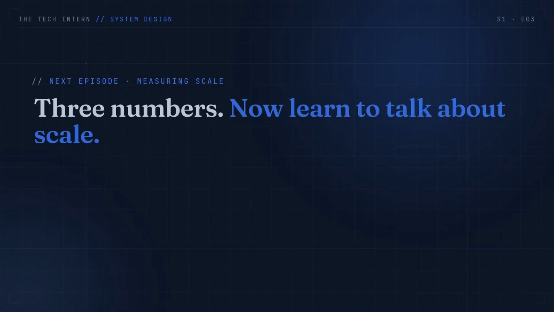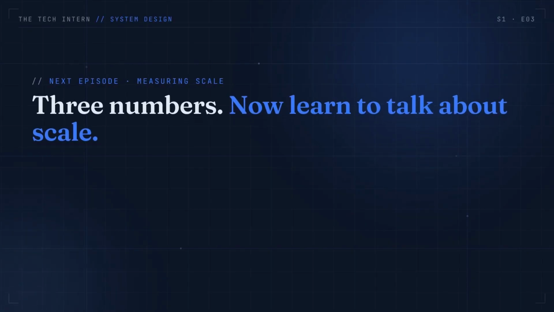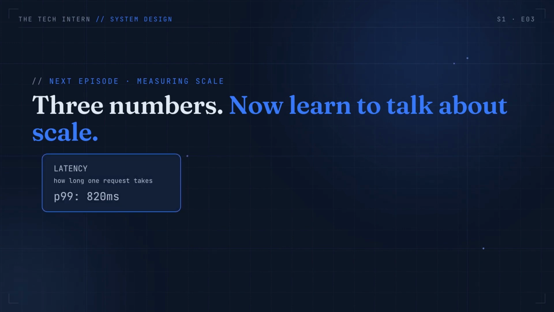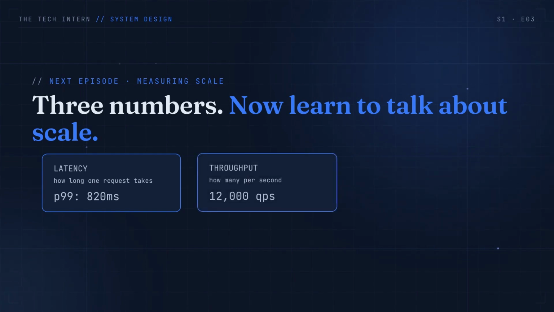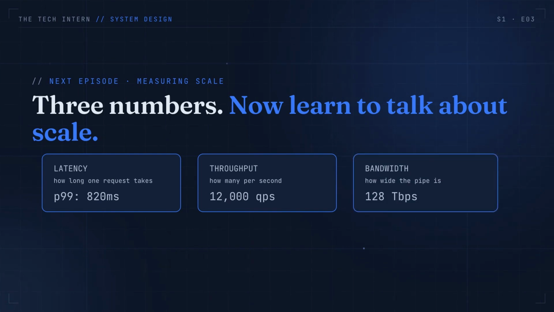So, here's what you now have: three numbers that together tell you almost everything about a system's health. Latency: how long one request takes end to end, measured in milliseconds, tracked at P50 and P99. Throughput: how many requests the system handles per second, measured in QPS. And bandwidth: the physical ceiling on how much data can flow at once, measured in megabits or terabits per second.